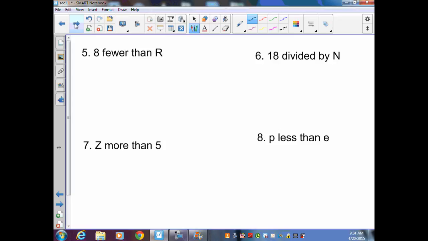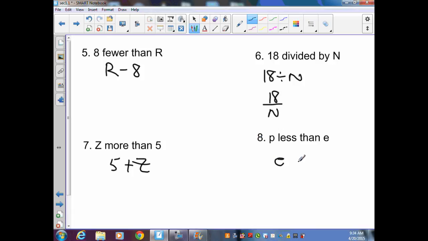Number 5, 8 fewer than R. Again, the word than, I need to flip that, so that's going to be R minus 8. For 6, 18 divided by N. Or as stated on a previous page, I can write that as 18 over N in fractional form. Here I have Z more than 5. Since I have the word than, I'm going to have that as 5 plus Z. And 8, P less than E. Again, the word than, I need to flip the order. That's E minus P.